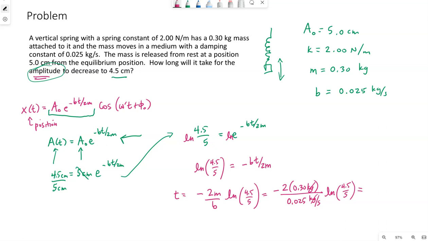So plugging these numbers in, I'm getting 2.5287, so forth. Coming back to the problem, I have two sig figs, so 2.5 seconds. I'm going to write that out a little bit because my 5 and my S look very similar there. So 2.5 seconds for the amplitude to decrease to 4.5 centimeters.